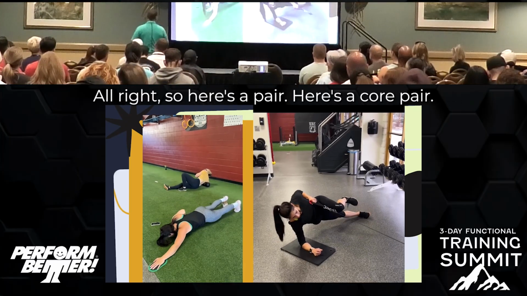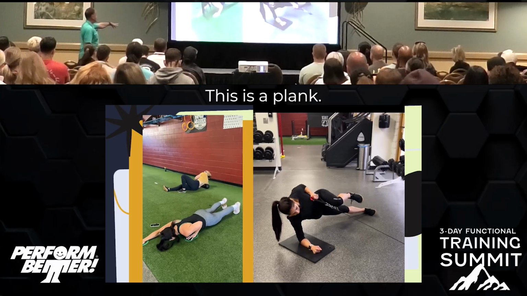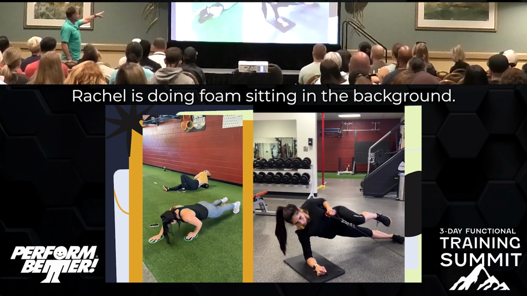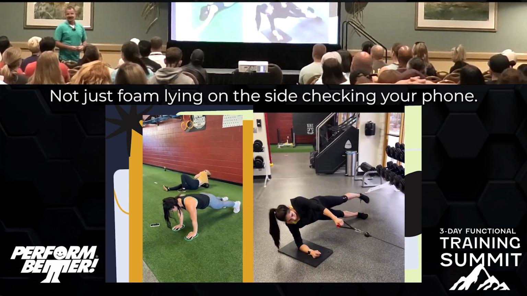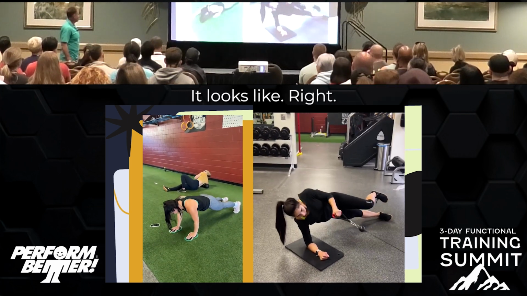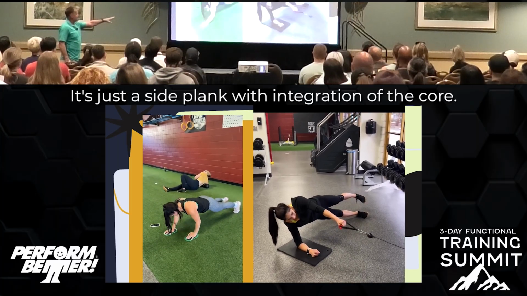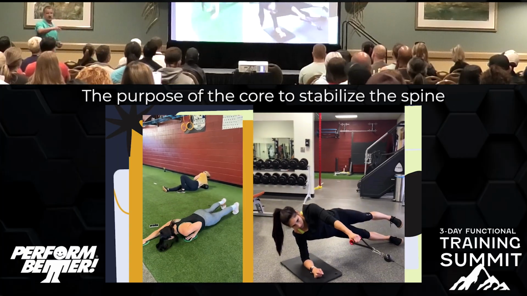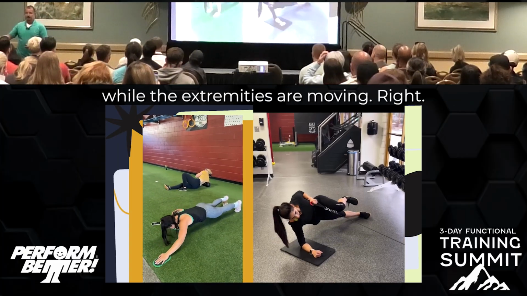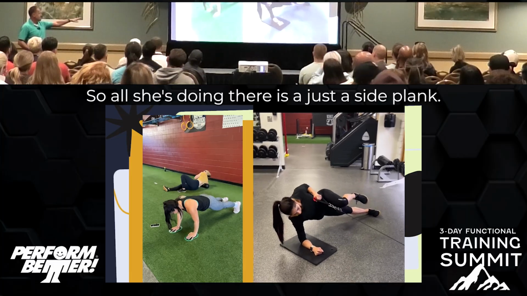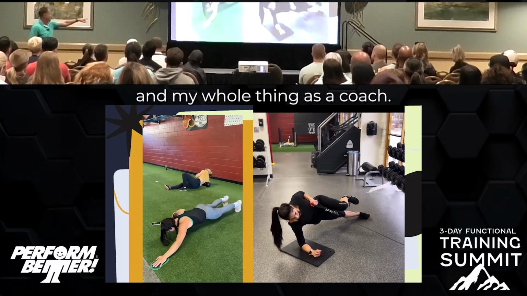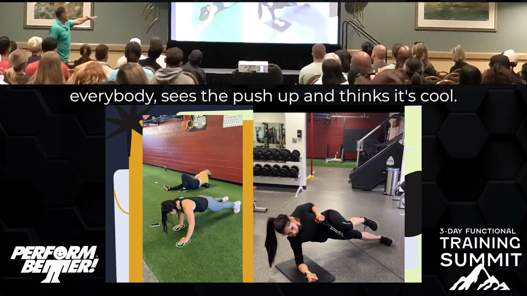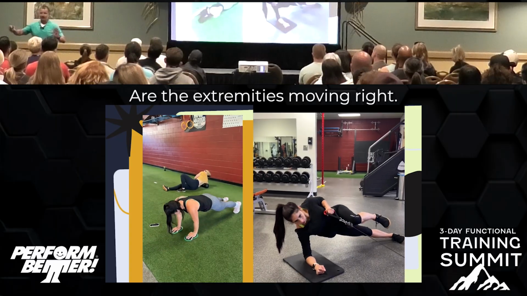Right? All right, so here's a pair, here's a core pair. This is a plank. Vanessa's doing a plank, Rachel's doing foam rolling in the background. Sometimes called foam rolling, that's just foam lying on your side, checking your phone, it looks like, right? And then Tiana's doing a side plank with integration of the core, right? The purpose of the core is to stabilize the spine while the extremities are moving. So all she's doing there is a side plank, and I've got 2 extremities moving. My whole thing as a coach is just looking at whether she's holding the plank. Everybody sees the push-up and thinks it's cool. That's just a moving plank. Are the extremities moving?